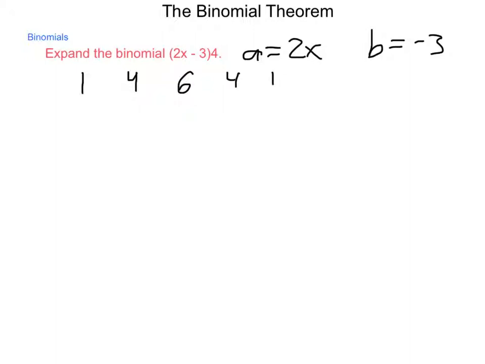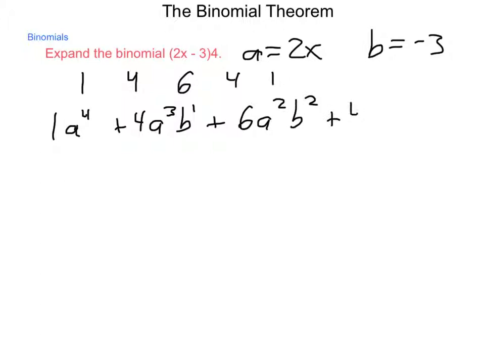So what we're going to have is 1 a to the 4th plus 4 a to the 3rd b to the 1st plus 6 a squared b squared plus 4 a to the 1st b cubed plus 1 b to the 4th. Now what we need to do is substitute in our a and b values.